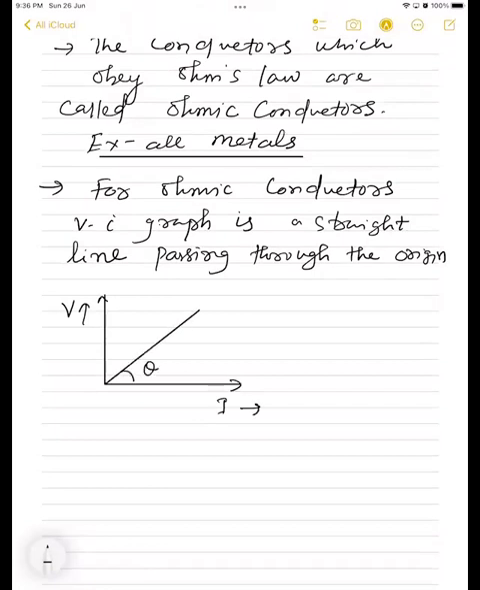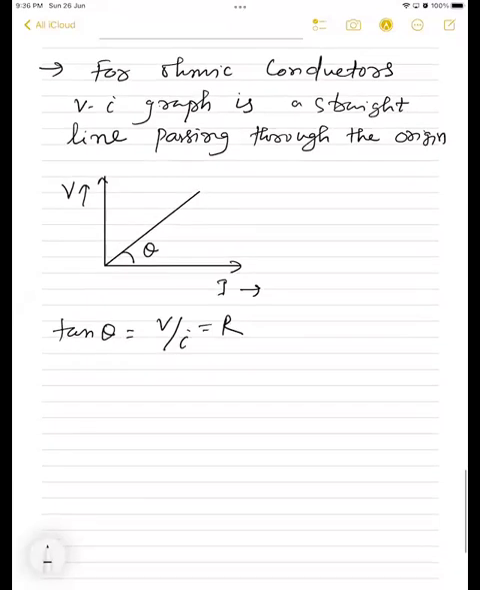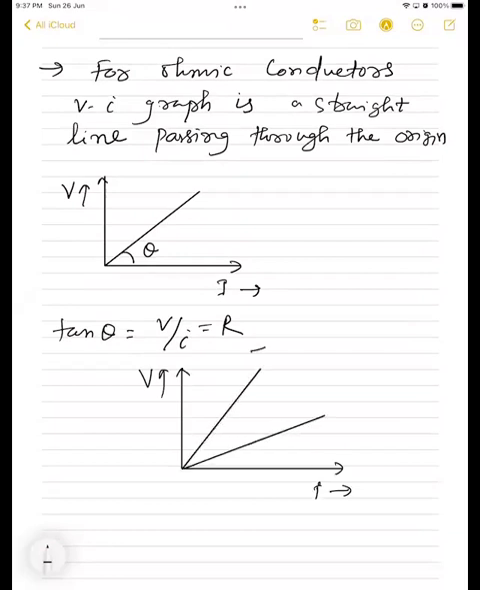Theta. Students, what is slope? Slope is tan theta, you know. Tan theta is equal to V by I, that is equal to R. Yes or no, students? Are you getting? So more slope means more resistance. That means if I'm drawing two lines, let this be V and this be I, correct? So this is one graph, this is another graph. This is 1, this is 2. Let this angle be theta 2 and this angle be theta 1.